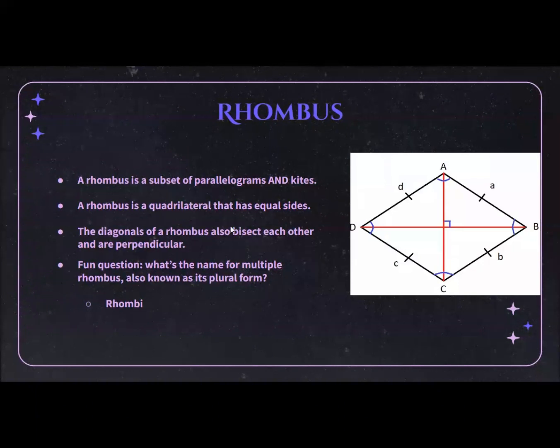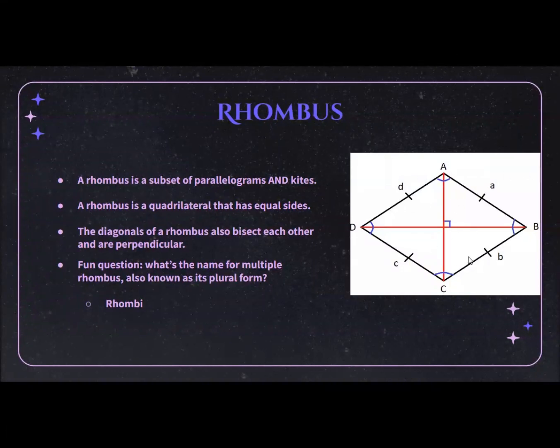Another interesting thing is that the diagonals of a rhombus bisect each other and are also perpendicular. And guess where we heard that from? The kite, because the rhombus is a subset of the parallelogram. So it has bisecting and perpendicular diagonals.